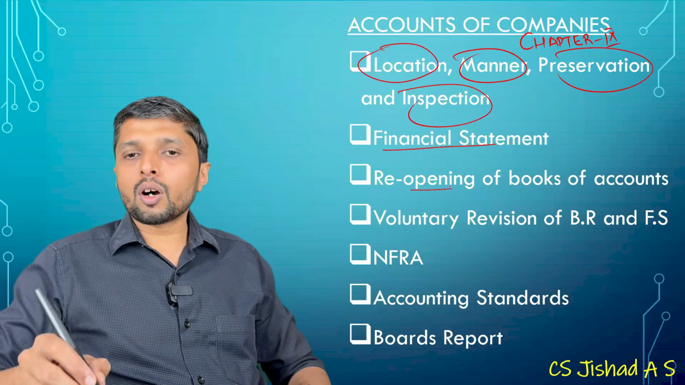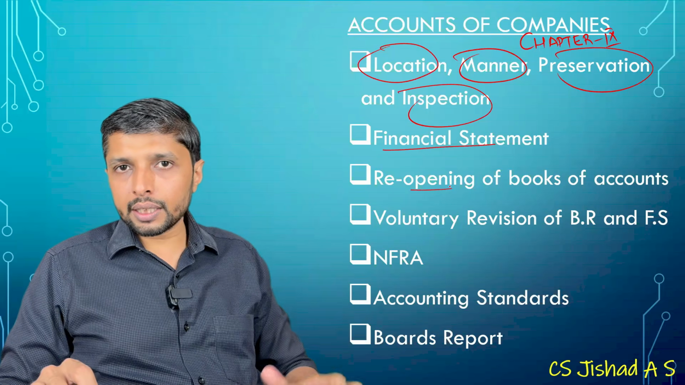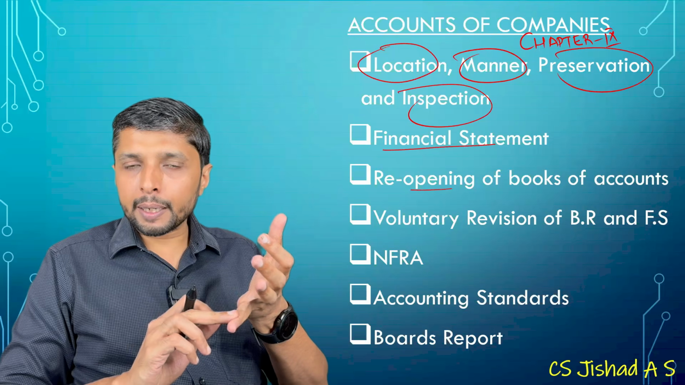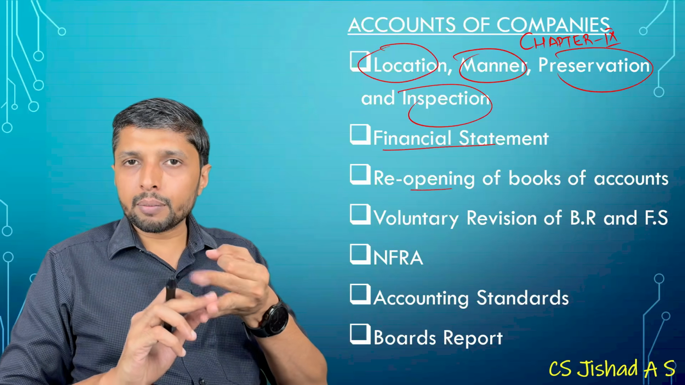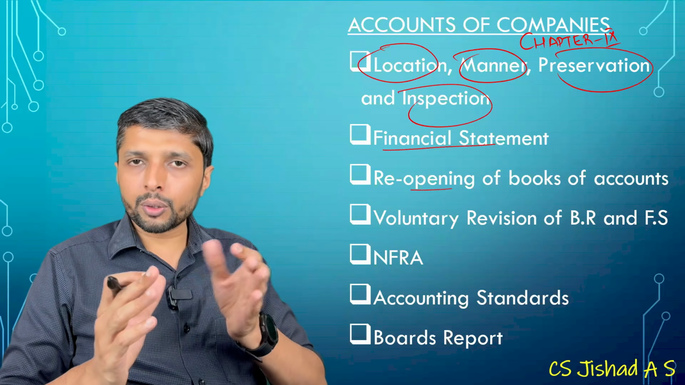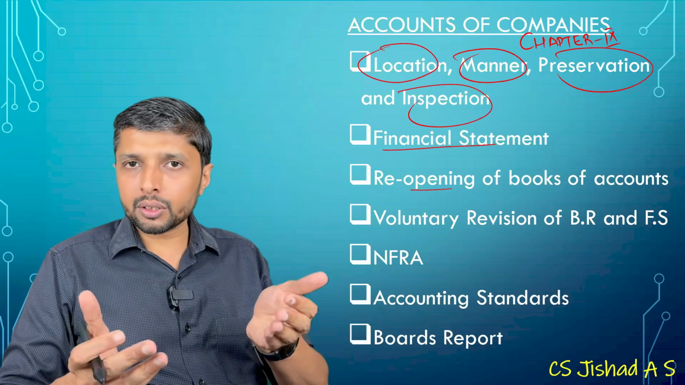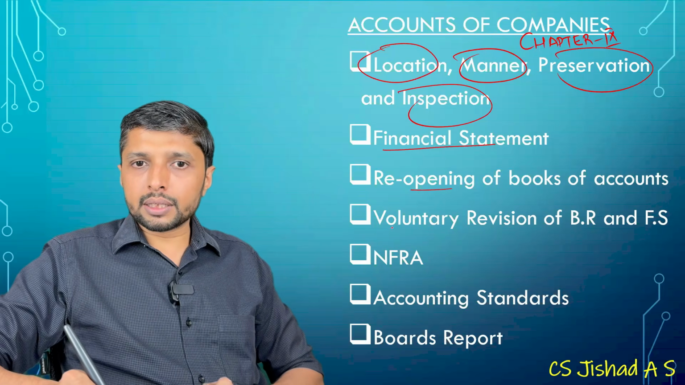Then reopening of books of accounts on order of court or tribunal, section 130. An application will be made to the court or tribunal by either the central government, income tax authority, SEBI, or any other statutory body. They will take representation from other statutory bodies and other persons, and they will give the approval. Then the recasting will be final once it is made.